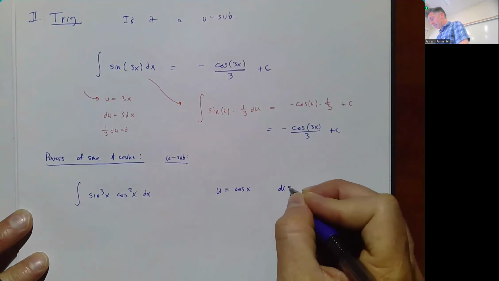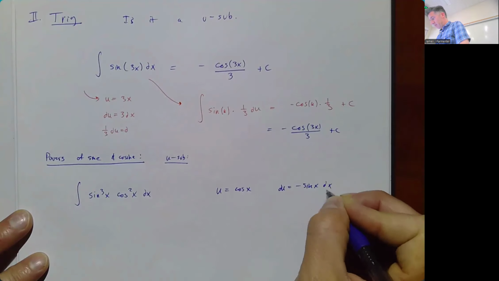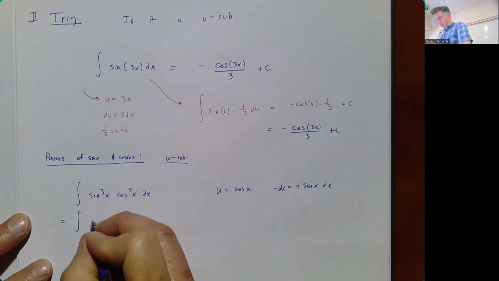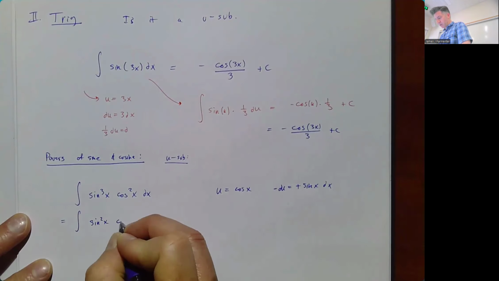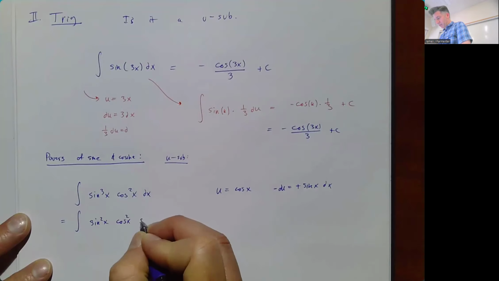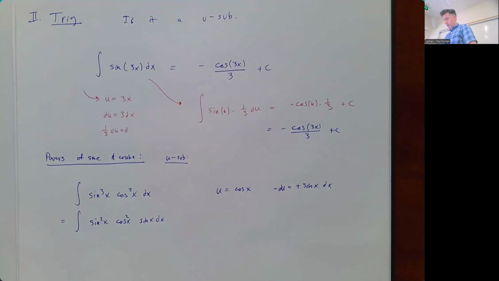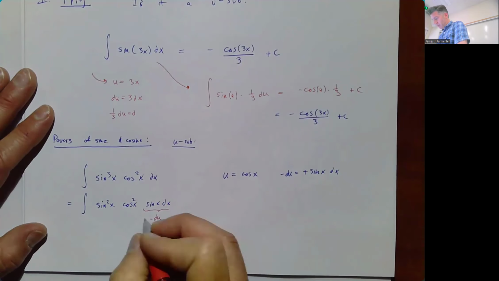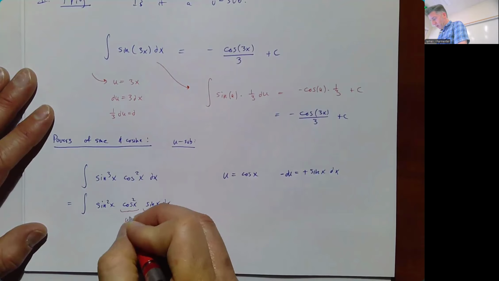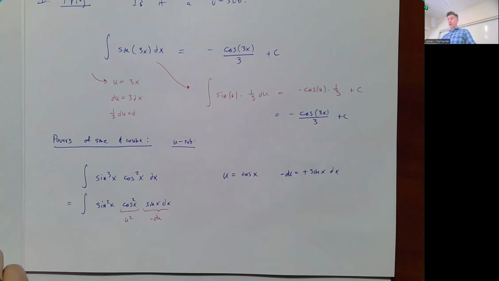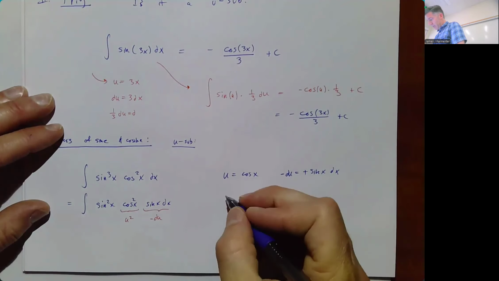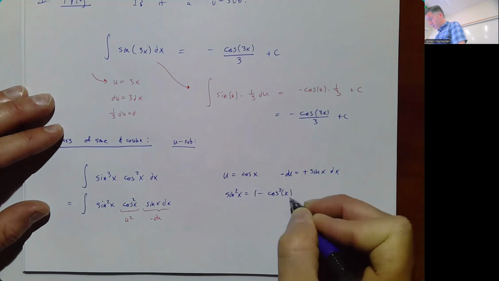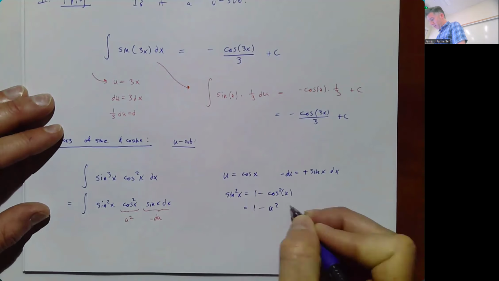My du is negative sine x dx. My negative du is positive sine x dx. So this becomes the integral of sine squared x times cosine squared x times sine x dx. And my sine x dx is my negative du. My cosine squared is just u squared. And using the trig identity, we can say that sine squared x is equal to 1 minus cosine squared x, which is going to equal 1 minus u squared.